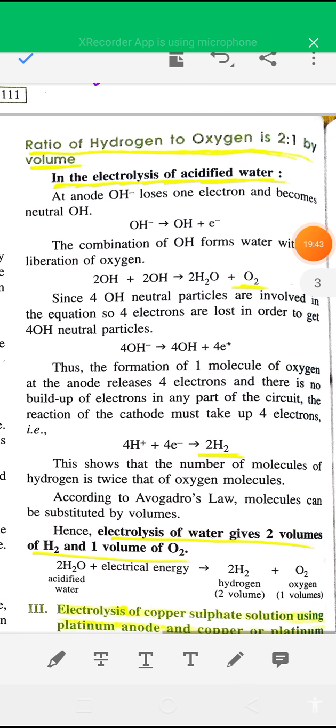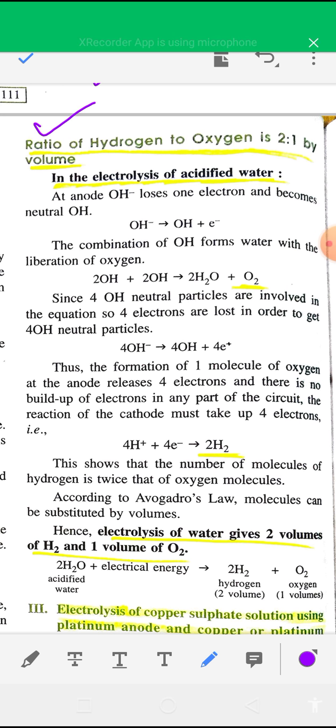And during electrolysis of water, the volume ratio of hydrogen to oxygen is 2:1. That is, 2 volumes of hydrogen gas and 1 volume of oxygen gas you will get at cathode and anode.